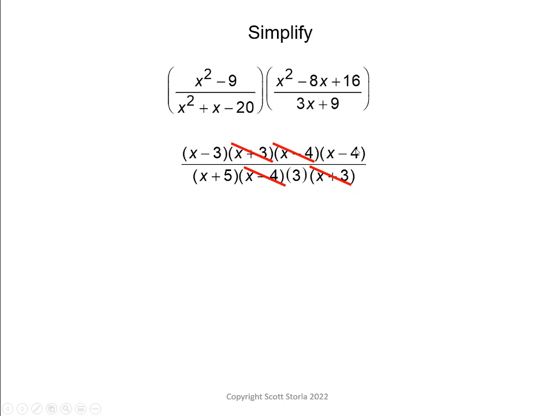So I'll just multiply my numerator together and my denominator together. And I'll get the quantity x minus 3 times x minus 4, and then 3 times x plus 5. Sometimes people want to multiply these out. Please don't, because if I look at this, I can tell right away there's no common factors left. But if you start multiplying it out, I'm going to worry about it and try to factor it back. So you might as well leave it like this.